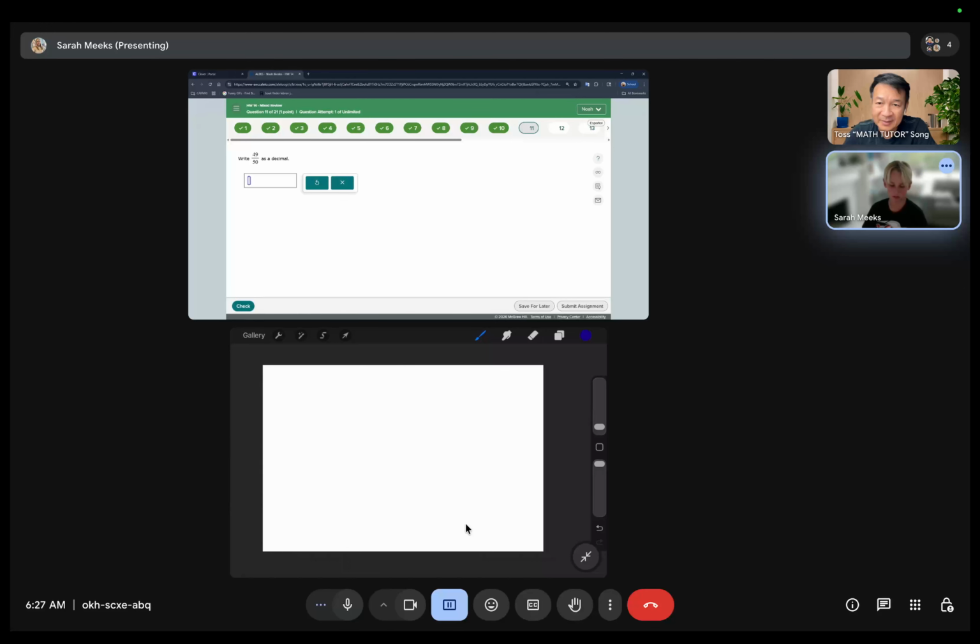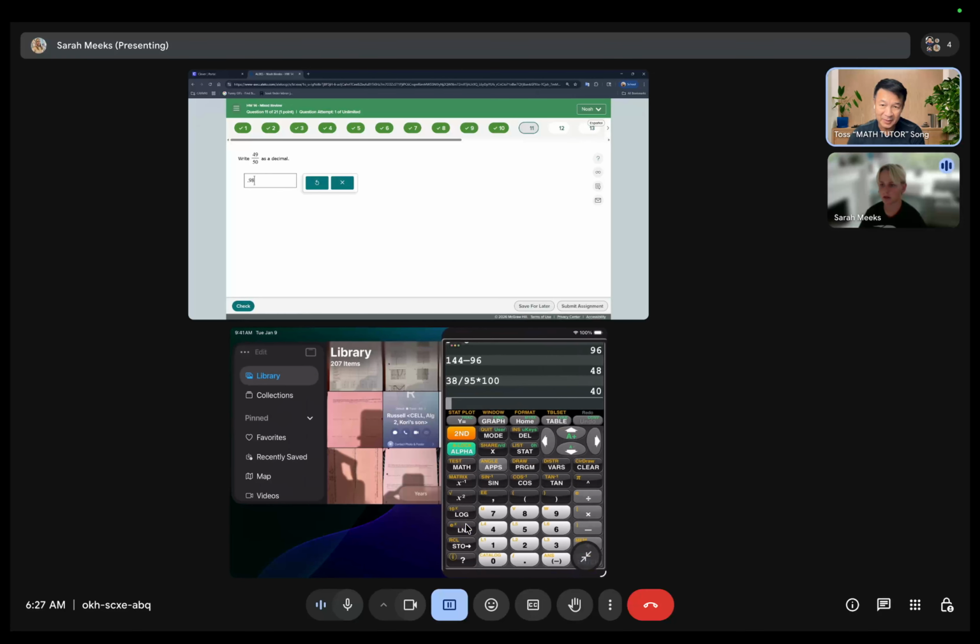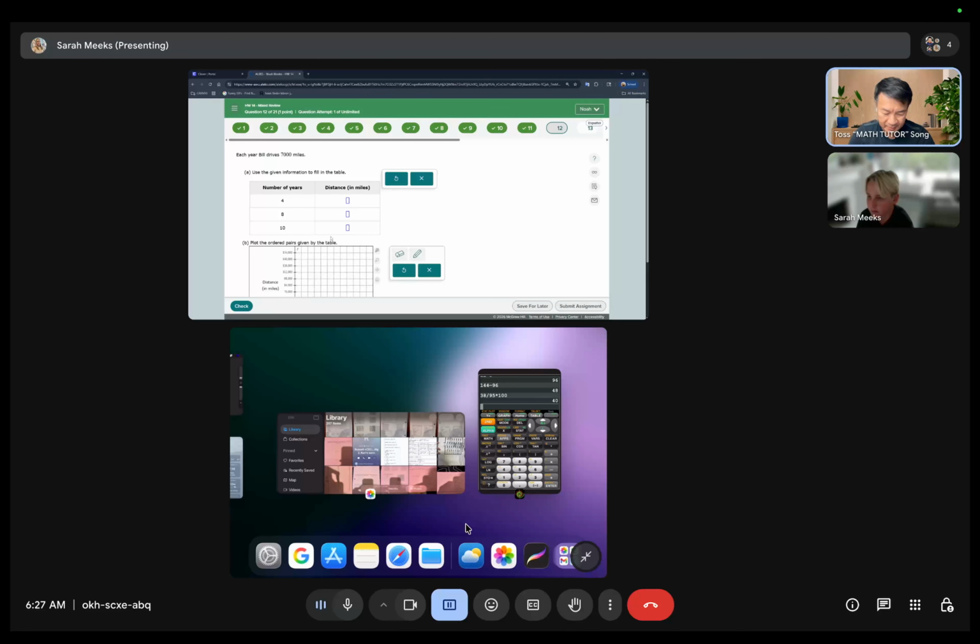All right. 40 as a decimal. Okay, I assume you just use the calculator, right? That fast? No, I just multiplied it by 2. Yes, because you can make a hundred out of it, right? Good job, denominator. Nice.